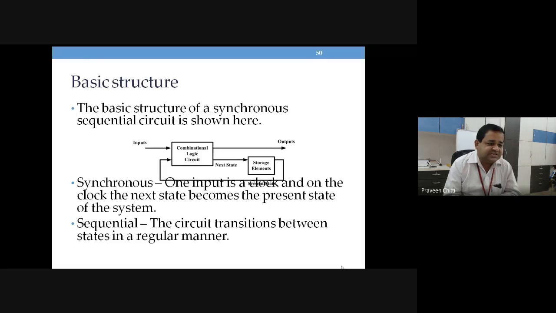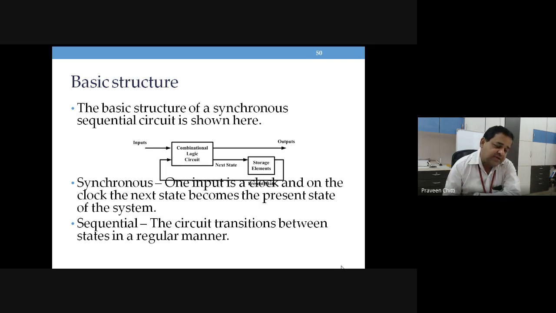So the basic structure of the sequential circuit is shown here. You can see the combinational logic circuit, and if you add storage elements to it, then this particular arrangement, wherein we have a combinational circuit, storage element and feedback, is called a sequential logic circuit. And normally when we have a clock, the circuit becomes synchronous because all the operation will be happening with respect to the clock. That's why the circuit is called synchronous. So obviously in sequential logic circuits, the clock plays a very important role.